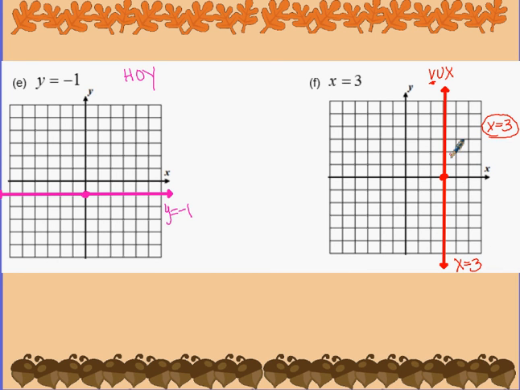So this one will go this way, and we can now label this linear function with the equation x equals 3. I know that this is correct because every single point on this line has an x value of 3. This is (3, 2), this would be (3, 3), this would be (3, 0). So x is always 3. Please use HOY and VUX to check your answers, just as I caught my own mistake on part F.